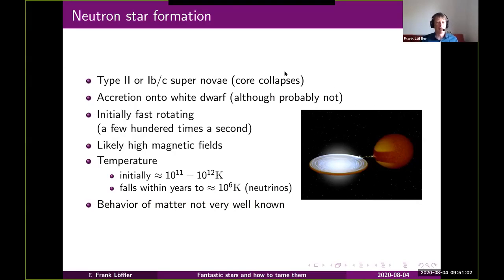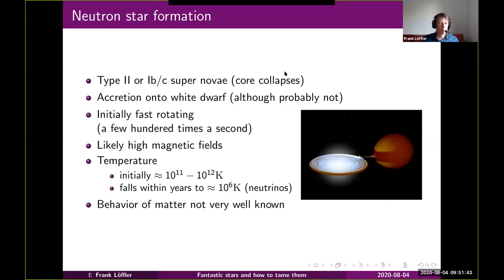So how do these form? How do we actually get to that kind of star? Well, you have different types of supernovae that are most likely the prime candidate for getting these stars. That's mostly core collapse supernovae. There had been the idea of accretion onto a white dwarf, but that's probably not the engine for that. What you get from these formations is that most neutron stars are initially really fast rotating. And if I say really fast, it's a few hundred times a second.